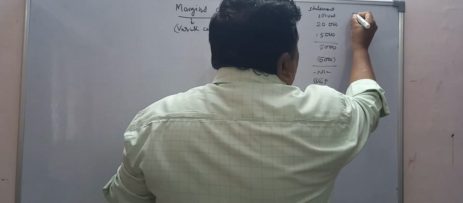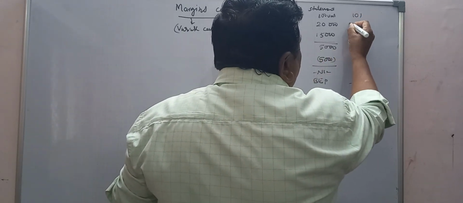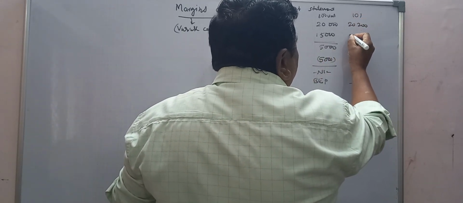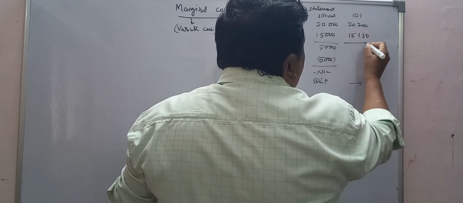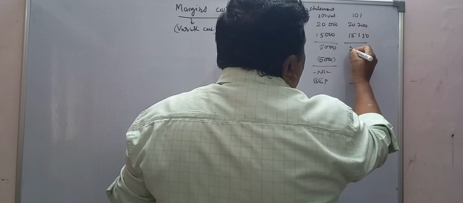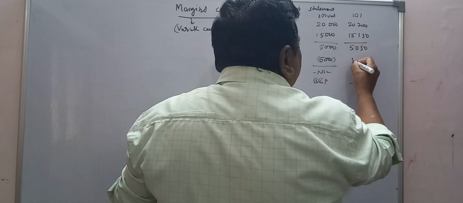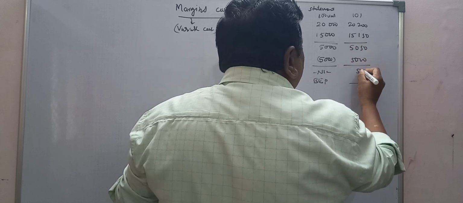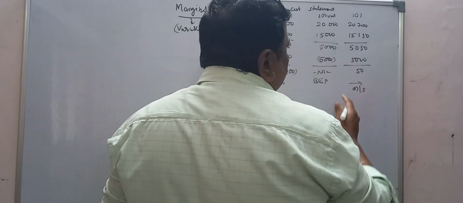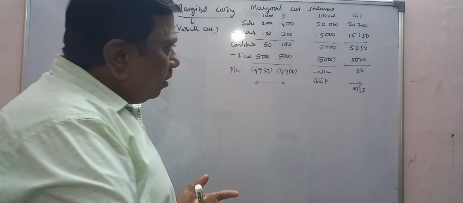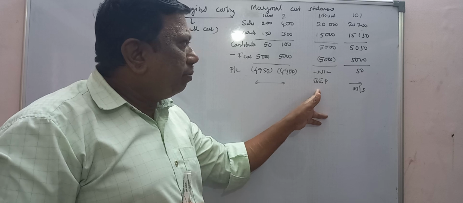If I am able to produce 101 units, I am getting 20,200 selling price, 15,150 variable cost, and 5,050 contribution. So this exceeds 5,000 and I am in a profit position. After this point is the margin of safety. So I am safe when I am able to reach the break even point.